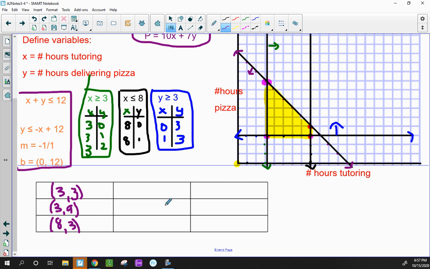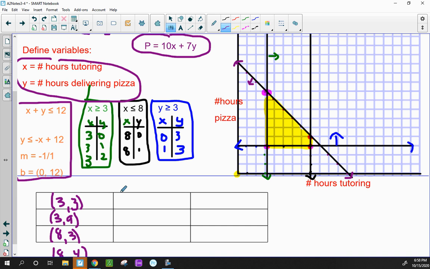I didn't make my table big enough, but we'll keep going. And then the fourth one's here. That is over 8, and it looks like it's up 4. So 8, 4. And then I know I'm writing them down as ordered pair form. That's what you're used to. But always think about your defining variable part. This means she can work 3 hours tutoring and 3 hours delivering pizza. This means 3 hours tutoring and 9 hours delivering pizza, and so forth.